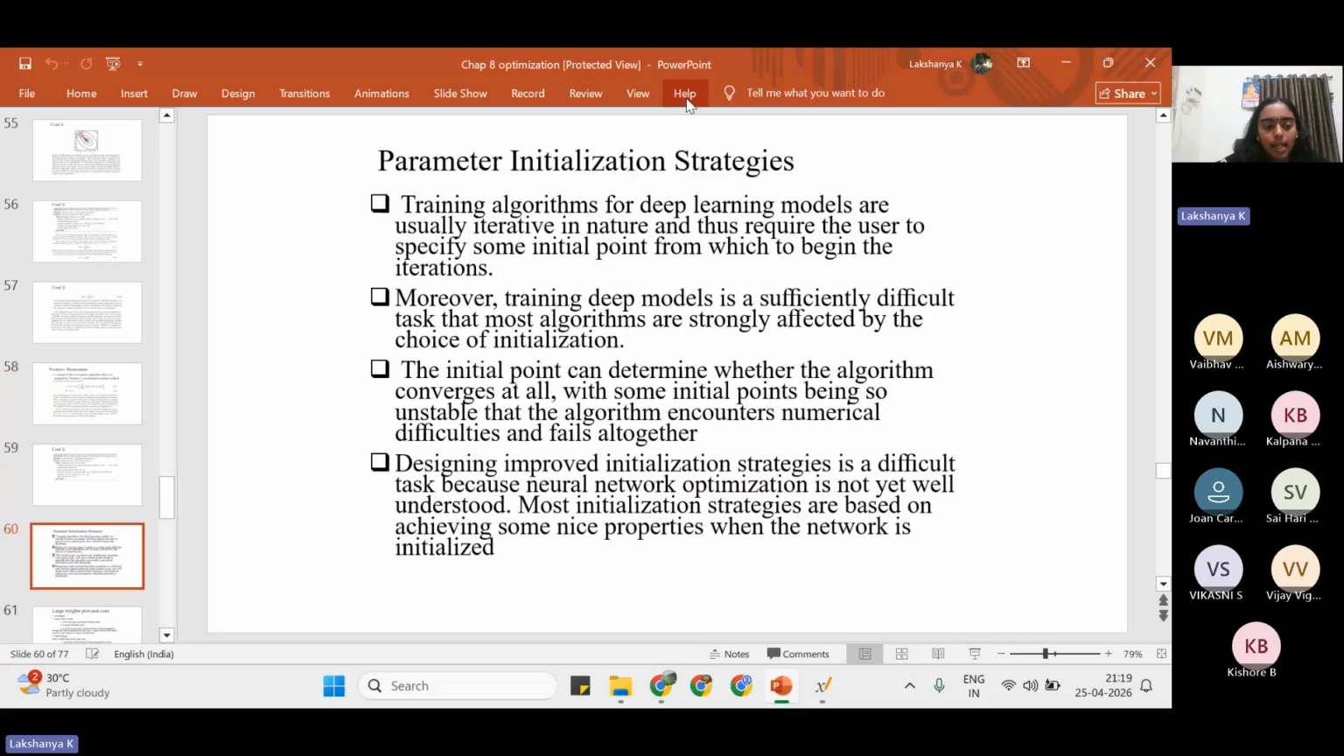And then parameter initialization strategy. So these slides are not arranged in a proper sequence. You might not find a flow from one topic to another. So pardon me for that. But yeah, I'm just using the slides I got.